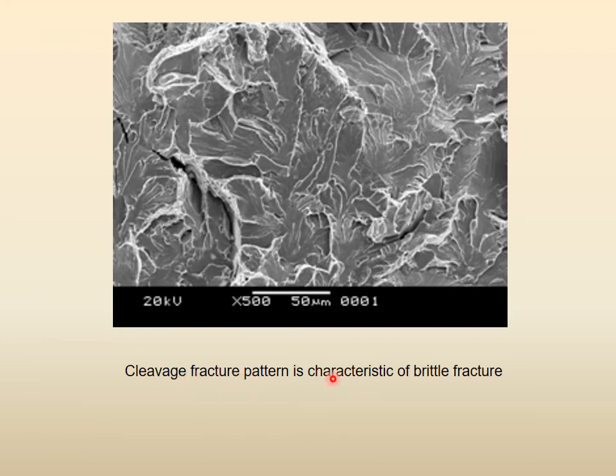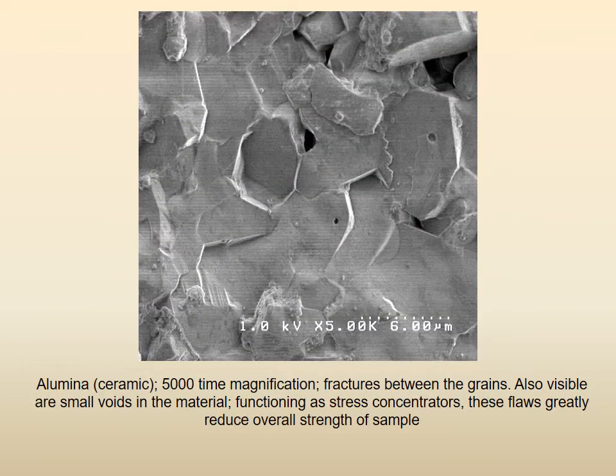Cleavage fracture pattern is characteristic of brittle failure. There are big fracture surfaces with river patterns. There are almost no dimples, right? So this cleavage is typical of brittle fracture. This is a micrograph of the failure of alumina. It is a ceramic, Al2O3, and it is at 5000 magnification.